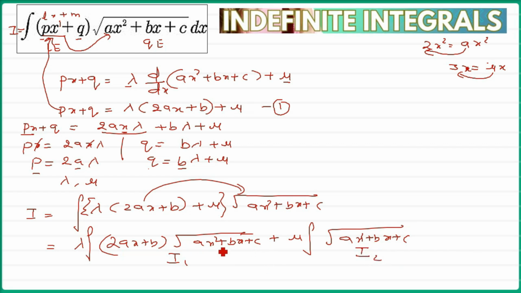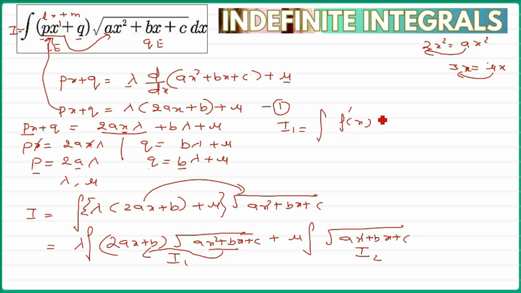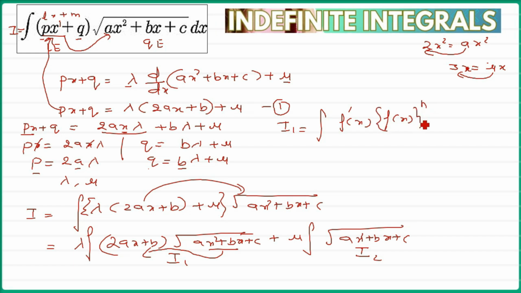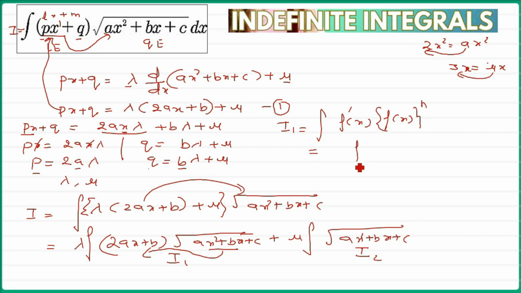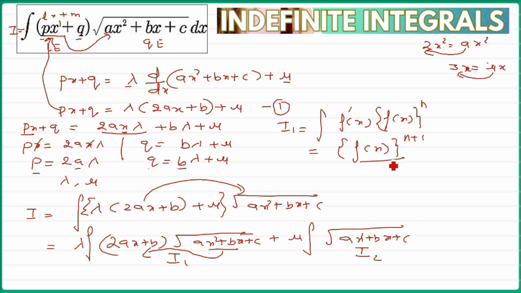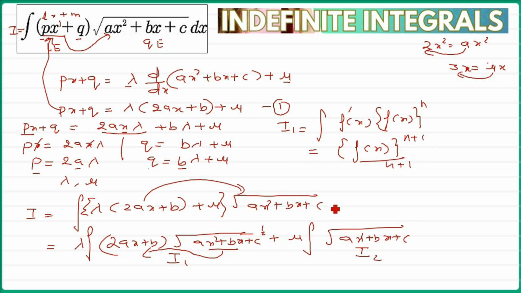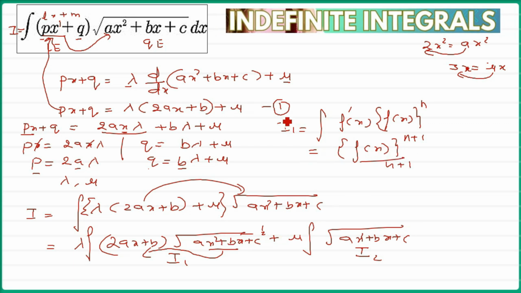Now in the actual question we'll see how we are going to find this. See, 2ax plus b in I1 is simply the differentiation of ax square plus bx plus c. So if you have an integration of this type, where we have f dash x and fx to the power n, that is the function to the power n and its differentiation along with it, you can directly write the answer as fx to the power n plus 1 by n plus 1. So this simply will be ax square plus bx plus c to the power, where n is half here. So half plus 1 will be 3 by 2, and in the denominator it will be 3 by 2 as well.